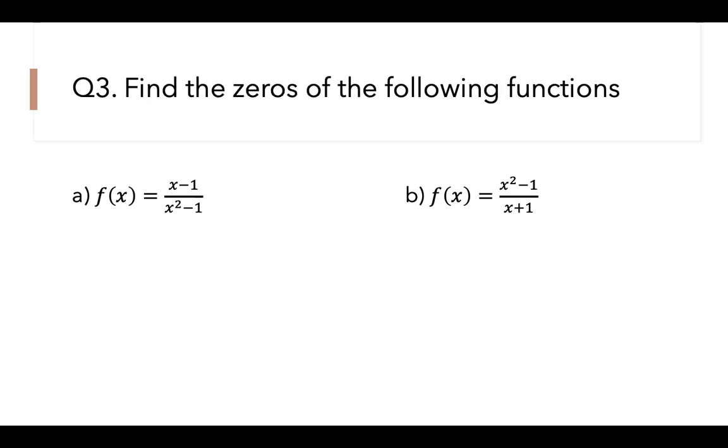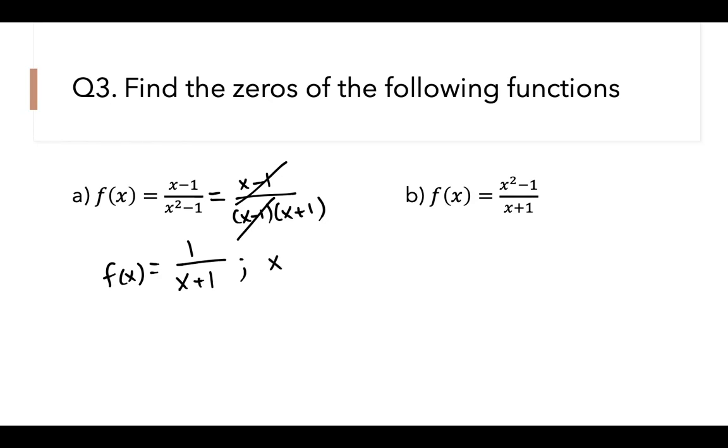So it looks like we're given (x minus 1) over (x squared minus 1). We can definitely factor this, x squared minus 1, which is a difference of squares. So you'll notice that these two cancel out. That means we have a hole at 1. So f of x is going to be 1 over x plus 1.